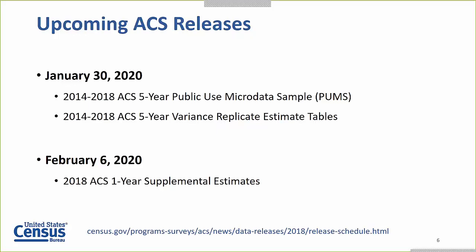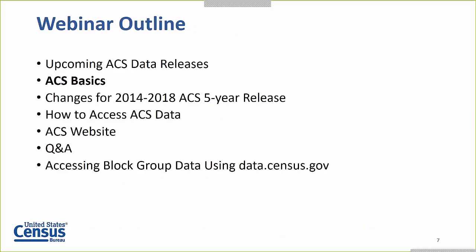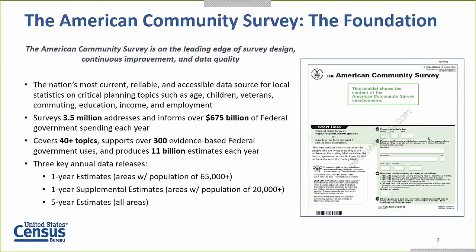For those of you who aren't familiar with our survey, here's some basic information about the American Community Survey. The American Community Survey is the nation's most current, reliable, and accessible data source for local statistics on critical planning topics. The survey samples approximately 3.5 million addresses. These data are collected continuously throughout the year to produce annual social, economic, housing, and demographic estimates. The ACS is also used to distribute more than $675 billion of federal government spending each year. Our estimates, covering more than 40 topics, support more than 300 known federal uses and countless non-federal uses.